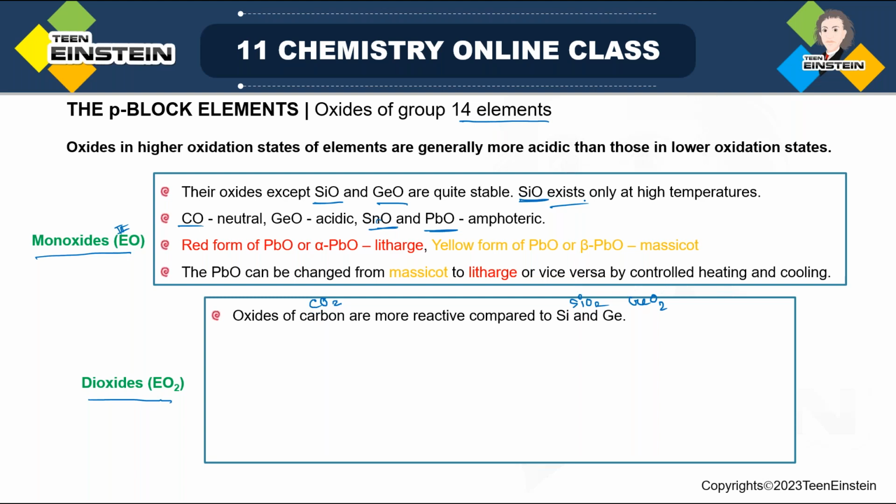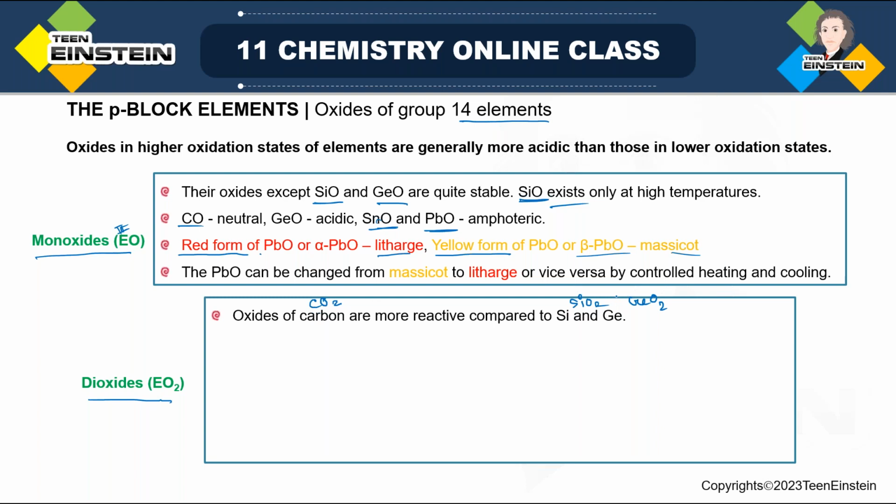Now for PbO, there are mainly two forms. One form is the red form, another form is the yellow form. Same chemical formula, both are PbO. But one form is alpha PbO, which is also called the red form because of its color, and another name used is litharge. The yellow form is beta PbO, and its name is massicot.